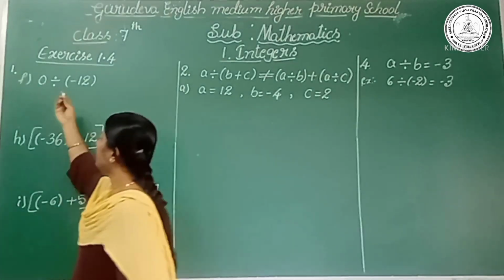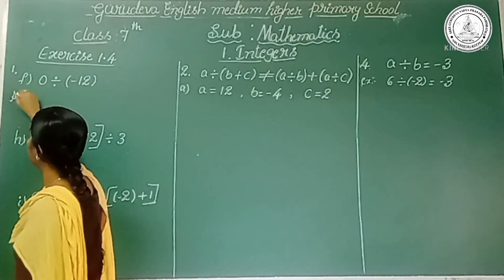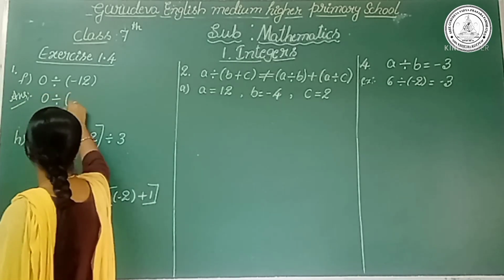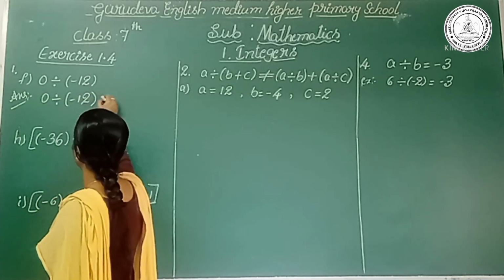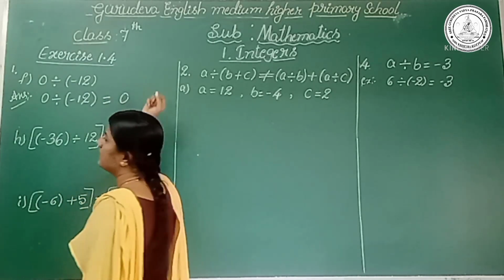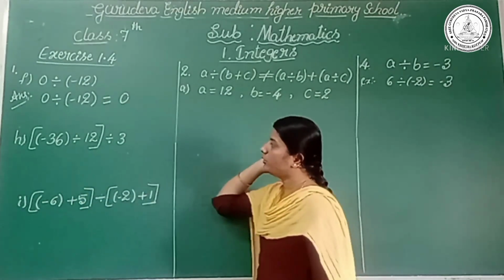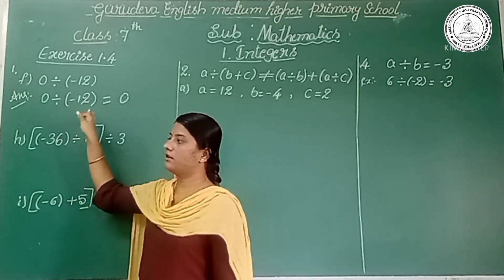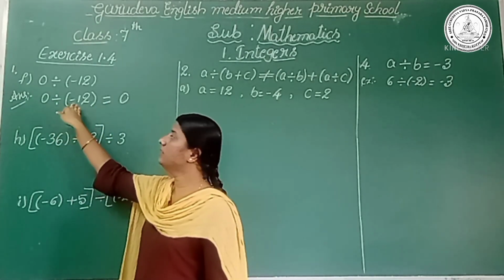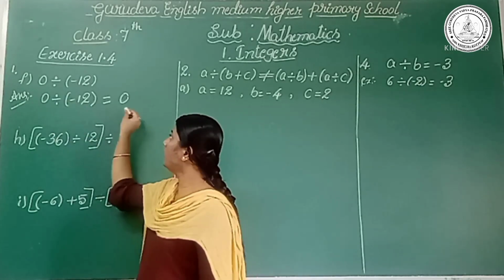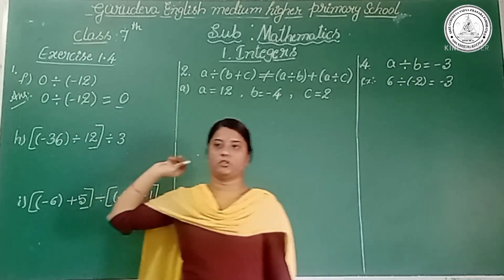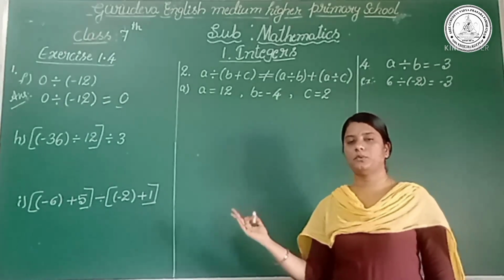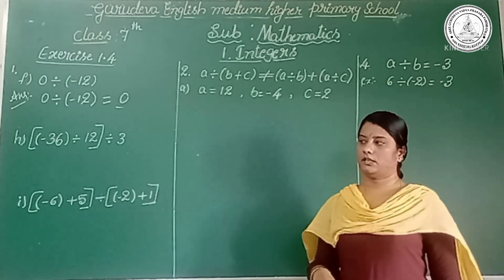Right. So we can write the answer: 0 divided by minus 12 is equal to 0 itself. But while you are dividing 0 by any integer, don't consider the signs. Why? Because 0 is neither a positive number nor a negative number. Neither a positive integer nor a negative integer.